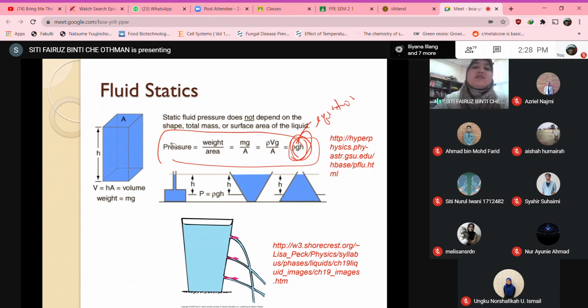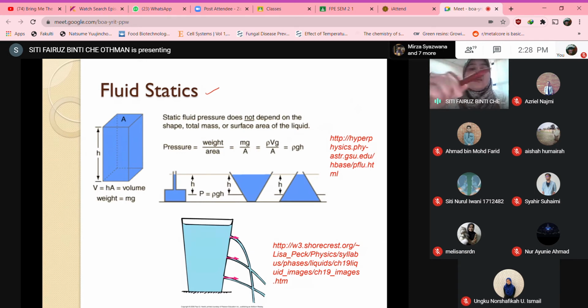Alright, let's look at this. For you to measure fluid static, for example, let's say this is a tank. You can see the area. Volume equals height times area. Weight equals mg. I have explained to you earlier that pressure equals weight over area, where weight is mg. This is the mass, that's the gravity, this is the area.